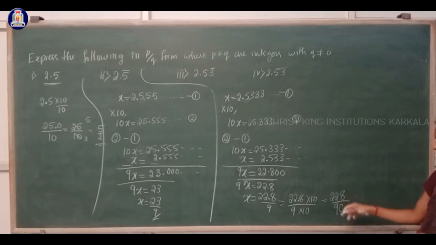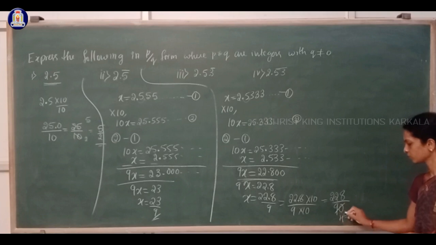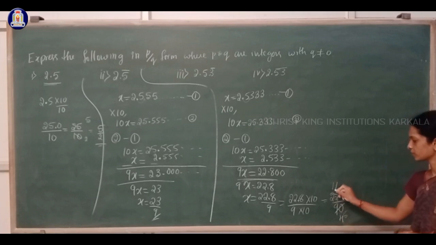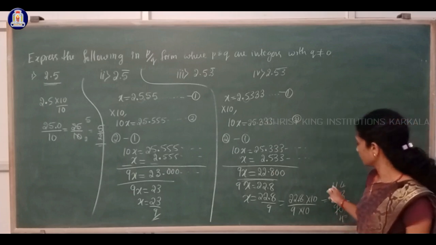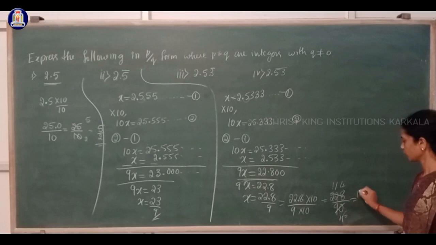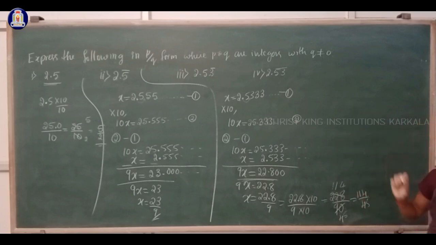Both are even numbers, you can cancel by 2. 2 4 times 8, 1 left, 2 5 times 10, and here 2 once 2, how many times? 2 4 times, and we can't divide this further, so the answer is what? 114 dividing by 45.